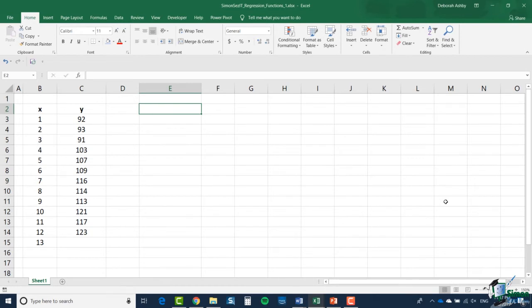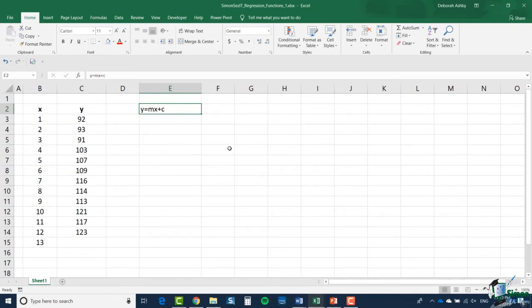Now the equation for a straight line is Y equals mx plus C. And there are two functions in Excel 2019 that can calculate, from a set of XY pairs, the values of M and C that best represent that set of XY pairs. The first of those functions is the slope function, and this will give us a predicted value for M.